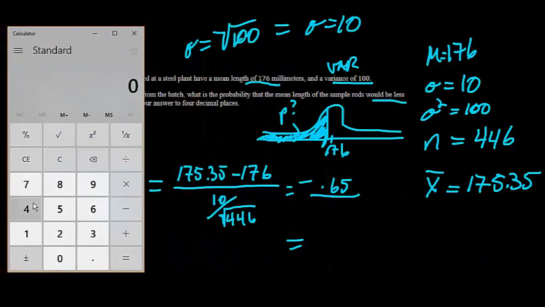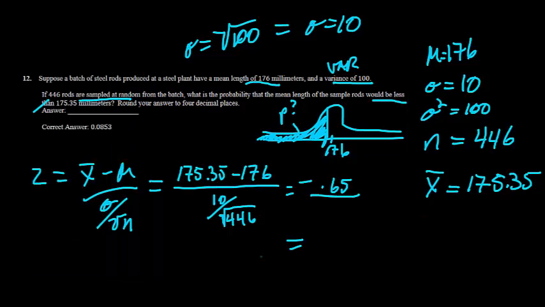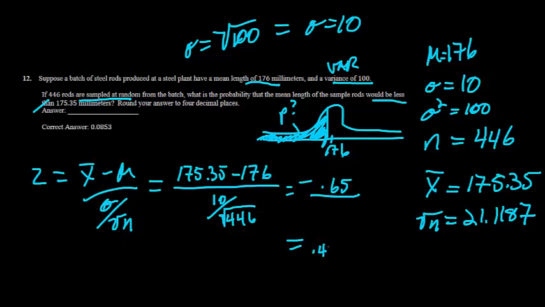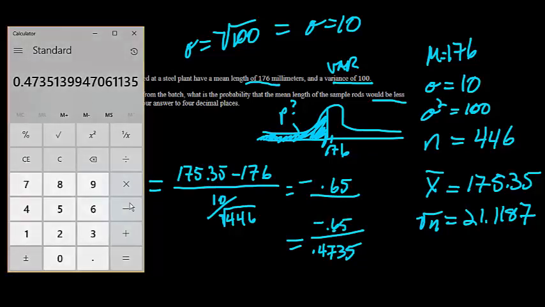So the square root of 446 is 21.1187. So the square root of n is equal to 21.1187. 10 divided by that, let me bring the calculator back up. 10 divided by 21.1187 is equal to 0.4735. That's my denominator. Negative 0.65 is on top. And now I do the calculation with that one in the denominator.